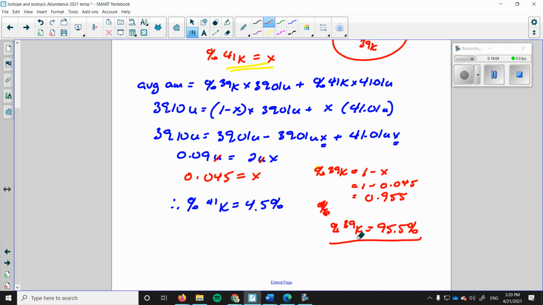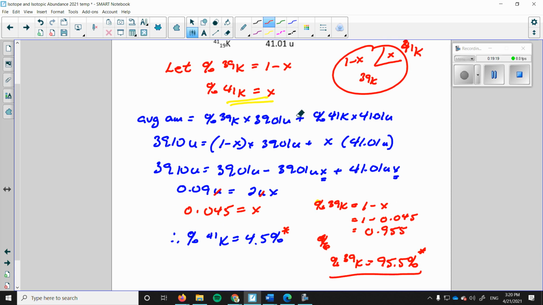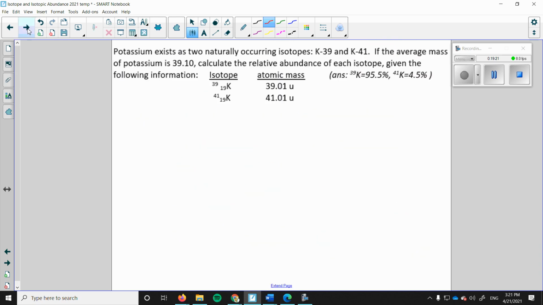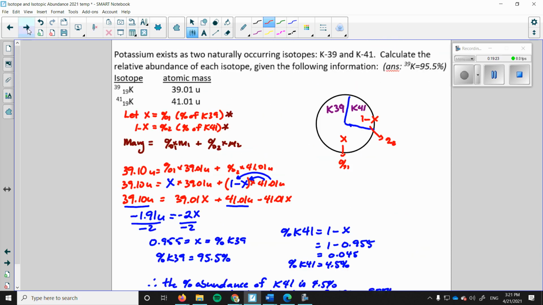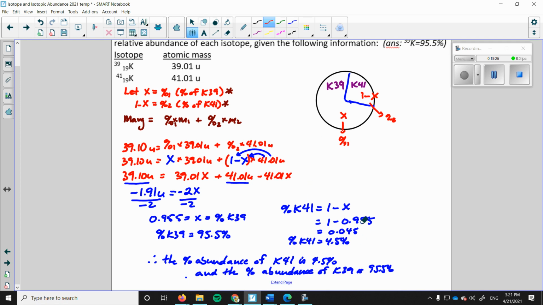And it makes sense because remember, the average value is around 39. So it should be mostly potassium 39, and just a little bit of potassium 41 in it. And you want to just double check and make sure that these two add up to 100%. And that's it. So this is a complicated question, but it's not too bad if you set it up properly at the beginning. Online, you're going to have a nicer version of it. It looks like this. It's a little bit cleaned up, but it works out exactly the same. So that's it for isotopic abundance and percent isotope relative amounts in nature. Take care.